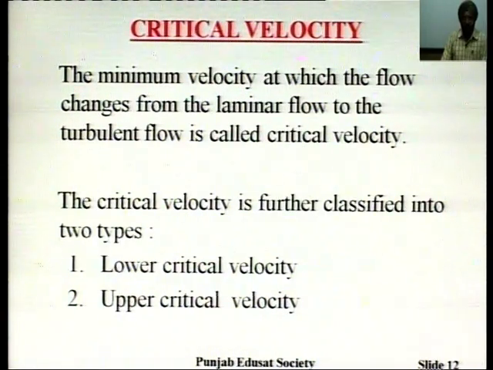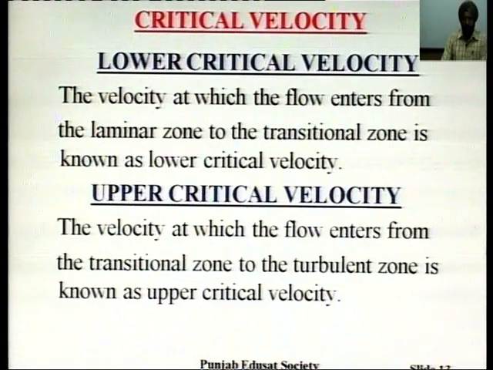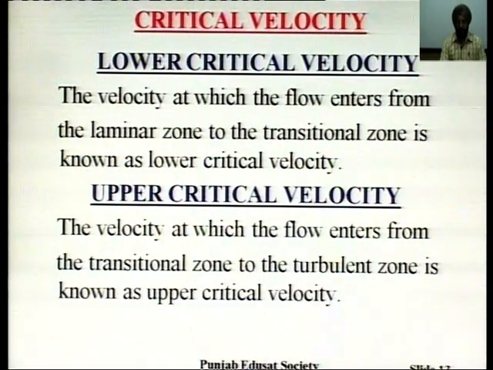The critical velocity is further classified into two types: the lower critical velocity and the upper critical velocity. Now what are those two types? First one, the lower critical velocity, is the velocity at which the flow enters from the laminar zone to the transitional zone. We have just seen in the Reynolds experiment three different zones or stages. The first one, the laminar one; the second, the transitional state; the third one is the turbulent state.